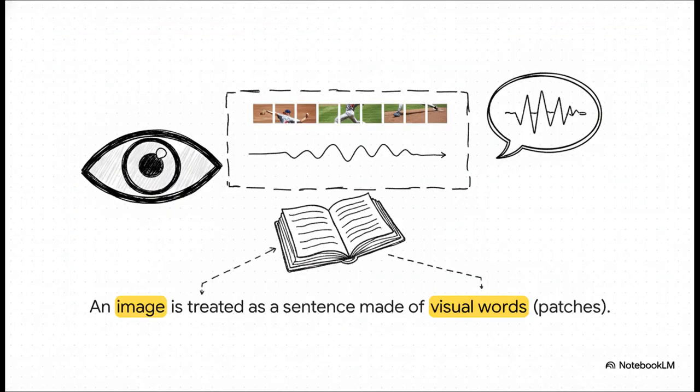So here's the key insight. An image gets broken down into a sequence of patches, just like a sentence gets broken down into a sequence of words. To the AI, this picture of a baseball player isn't one giant object, it's a sentence made up of visual words that it can actually read and understand.